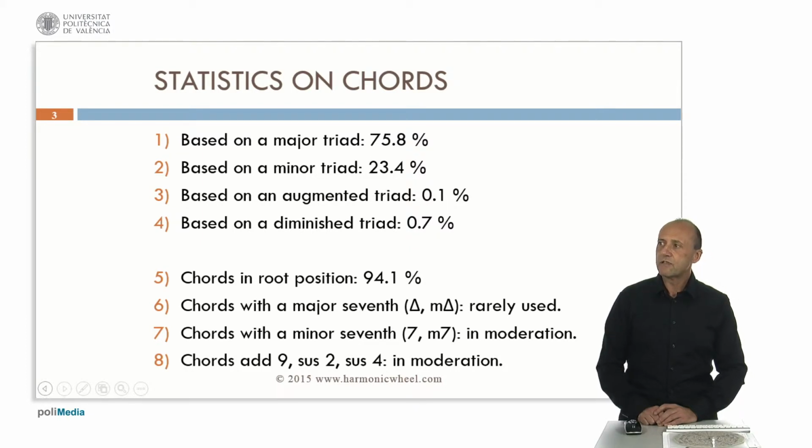About 3/4 of chords are based on a major triad, and the other quarter are based on a minor triad. Chords with an augmented triad or a diminished triad are rarely used. Regarding the structure of chords, more than 90% of them are in root position. The addition of a major seventh is rarely used, both in a major chord or on a minor chord.